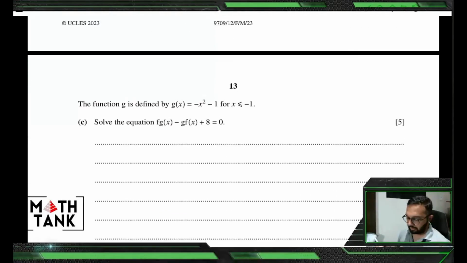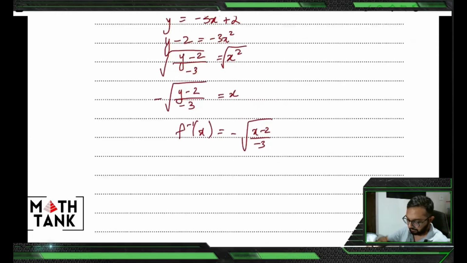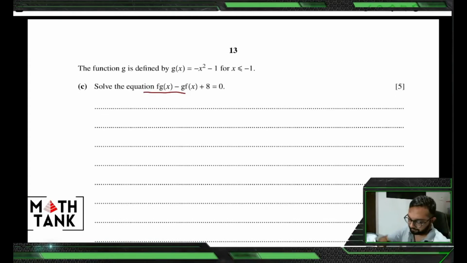So that's another question. Then it says the function g is defined by this. So that's another function, and then that's again less than or equal to minus 1. It says solve the equation fg of x minus gf of x plus 8, and that's a huge 5-mark question. So let's just first write down our number, which is minus 3x squared plus 2.